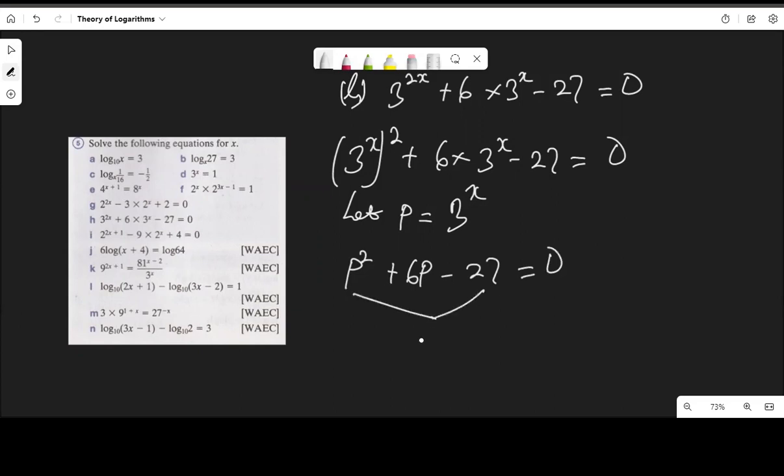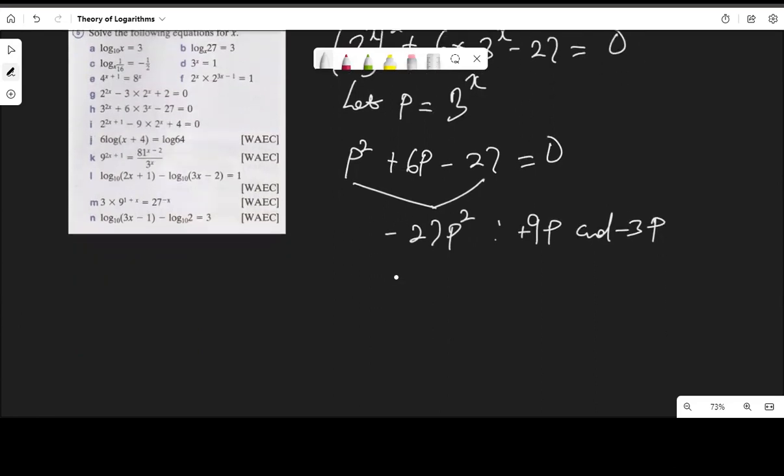This is quadratic. Multiply the first term by the last term, that's minus 27p squared. Look for two factors of minus 27p squared that can add up to this middle term plus 6p. That should be 9p and 3p, since 9 times 3 is 27. But how do we add 9p and 3p to have this? This has to be plus and this has to be minus. So that now that we know the factors, we'll replace the middle term with the factors.